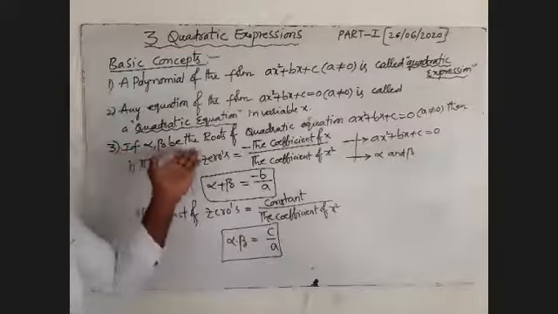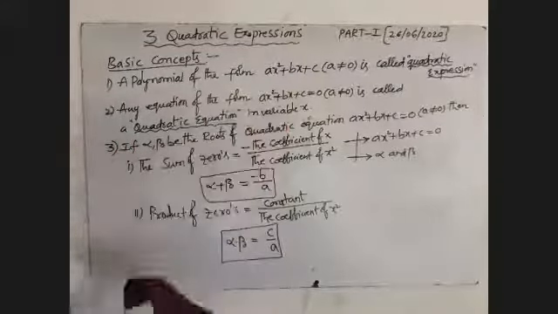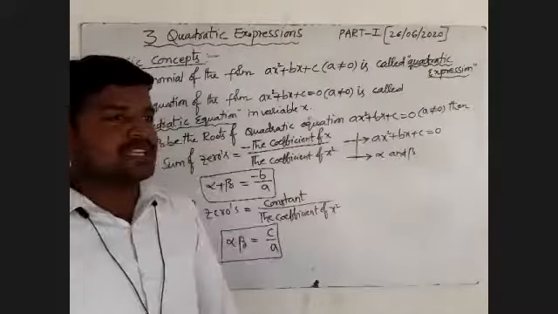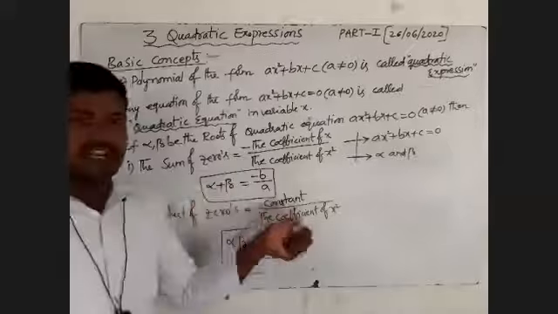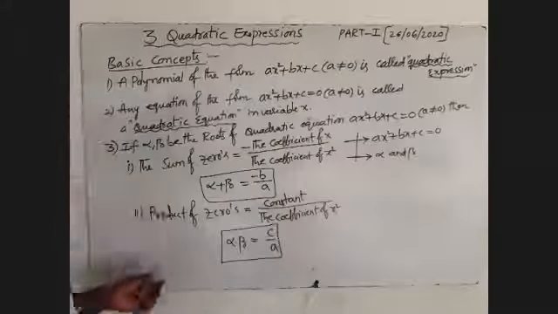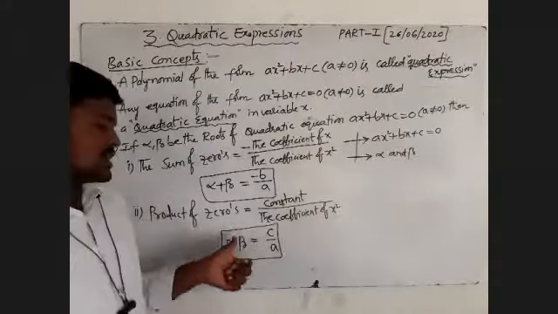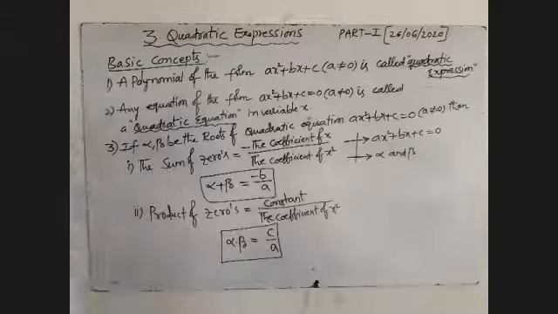Alpha comma beta be the roots of a quadratic equation ax square plus bx plus c is equal to 0. Then the sum of zeros alpha plus beta equals minus b by a. After that, the product of zeros alpha beta equals c by a. First we'll write this one.